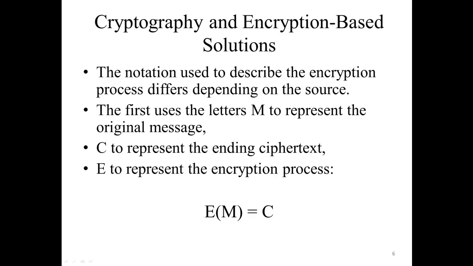So first, use the letter M to represent the original message, right? C represents the ending ciphertext, and then E represents the encryption process. So E(M) = C. The encryption process on the message equals the ciphertext.